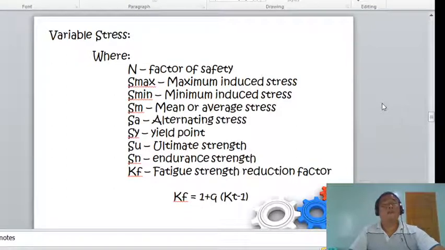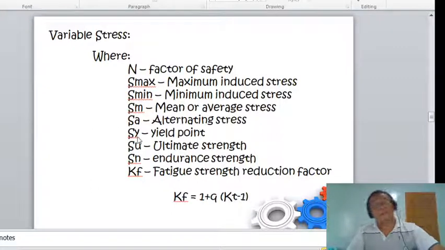So again, the nomenclature of the equation: n is the factor of safety, S max is the maximum induced stress, S min is the minimum induced stress, then the mean or average stress, alternating stress, yield stress, ultimate strength, endurance strength, and the fatigue strength reduction factor.